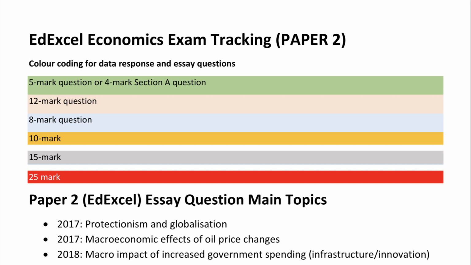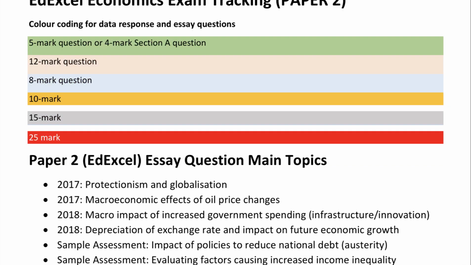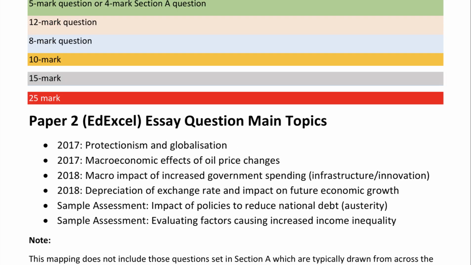Again, we're going to colour code according to whether the question has been a 5 mark on the data response or a 4 mark section A question, and then through the different marks from 12 and 8 and 10 and 15 in the data response through to the 25 mark essays. This is not an attempt to question spot, it's just merely to give you information about the topics that are being covered so far.